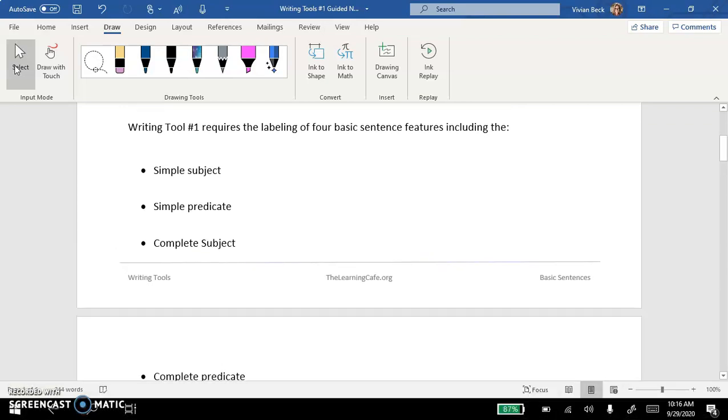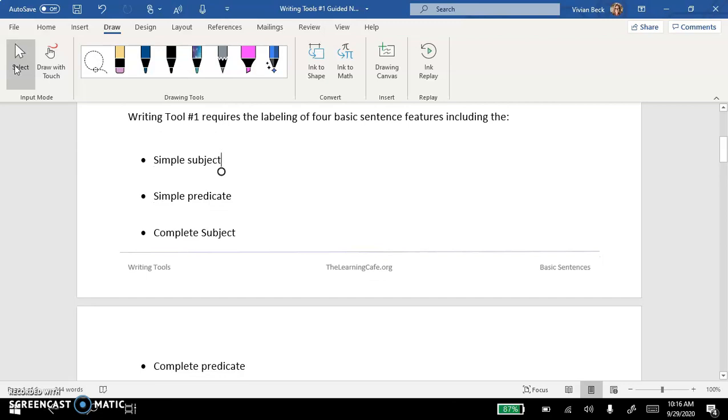We are going to learn about the basic features. So you're going to have to know about the simple subject, the simple predicate, the complete subject, and the complete predicate. Now, as we progress through this, this is vocabulary that you're going to need to use and understand. Simple subject, simple predicate, complete subject, complete predicate.